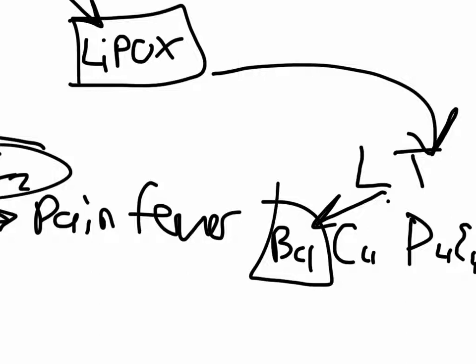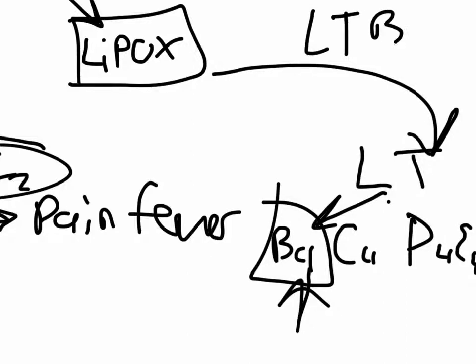Before we can do anything else in the inflammatory pathway, we need to get some cells in here that can do some cleanup work. And so B4 attracts neutrophils. So leukotriene B4 attracts neutrophils.